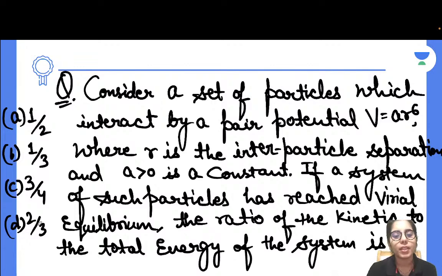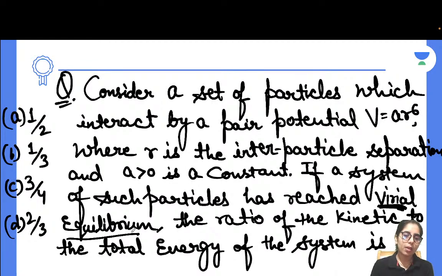So consider a set of particles which interact by a pair potential V equal to A R to the power 6. Now when you read this question statement, there is a hint for you, that's the virial equilibrium. It tells you that you can use the virial theorem here.